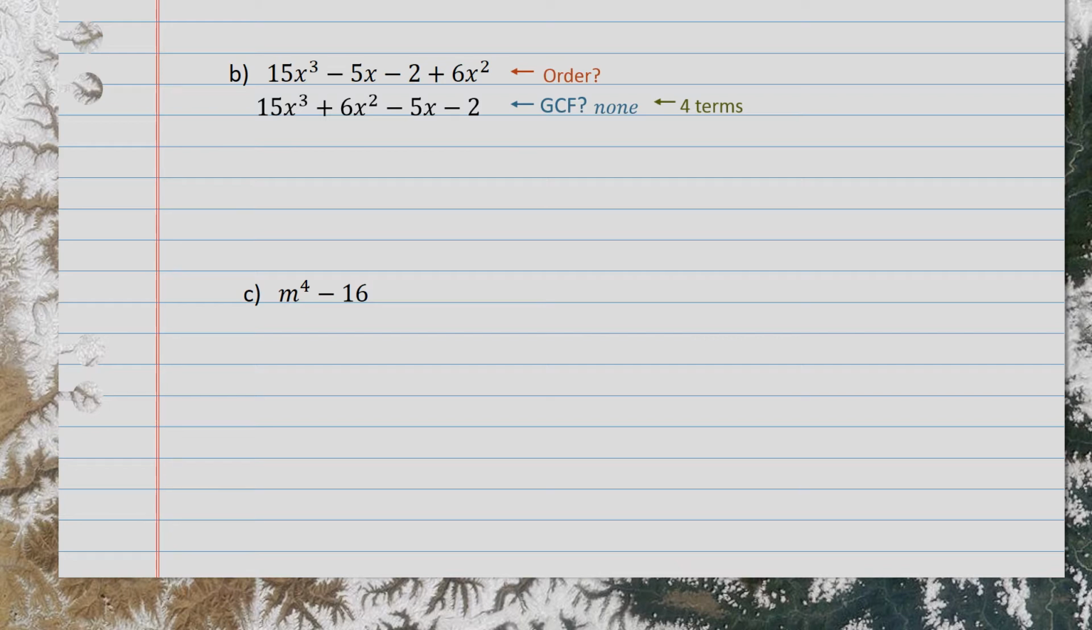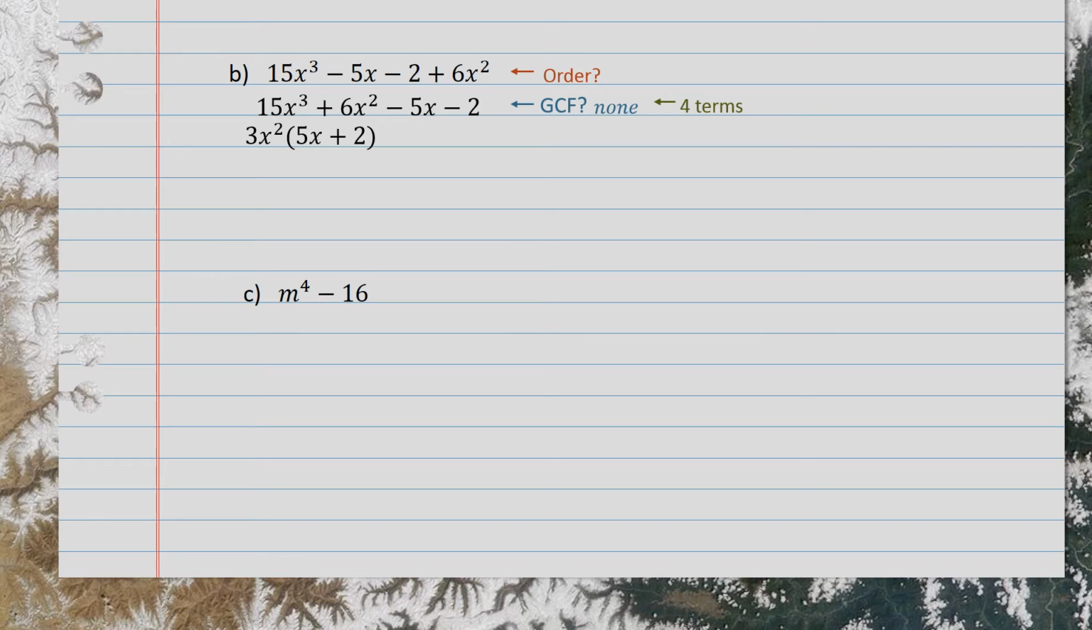So we look at the first 2 terms, and we notice they have a 3 and an x squared in common. So we factor the 15x cubed and the 6x squared. We divide both of those by 3x squared, which leaves you with 5x plus 2.